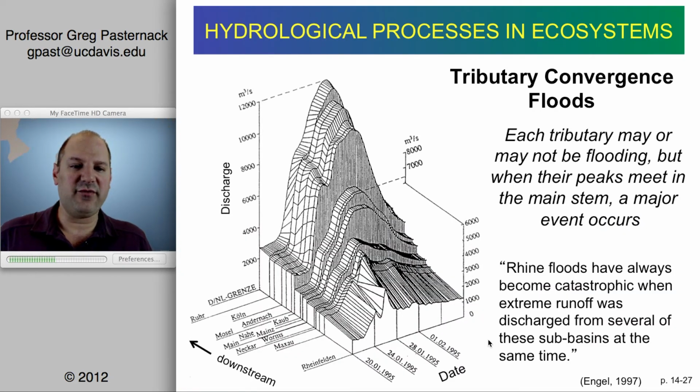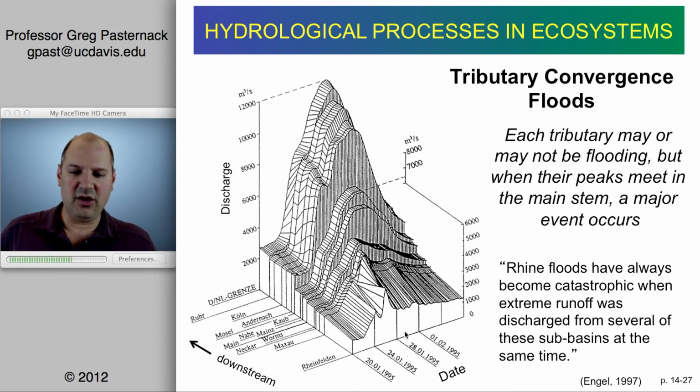Another type is a tributary convergence flood. So if you have many tributaries feeding a main channel, if they all converge at the same time, then you can get a disproportionate effect. So here's a plot that shows this axis from left to right, this is European style, January 20th, 1995 to February 1st, 1995. So it's going from left to right, and then we're going from upstream to downstream as we go into the page, so to speak. And then the height here is the peak discharge. So these are hydrographs. A hydrograph is discharge through time at different cities along this river.